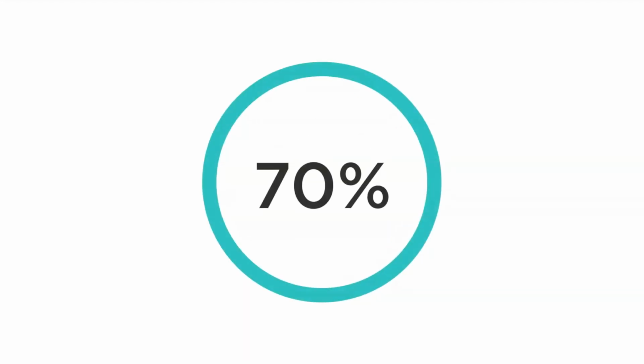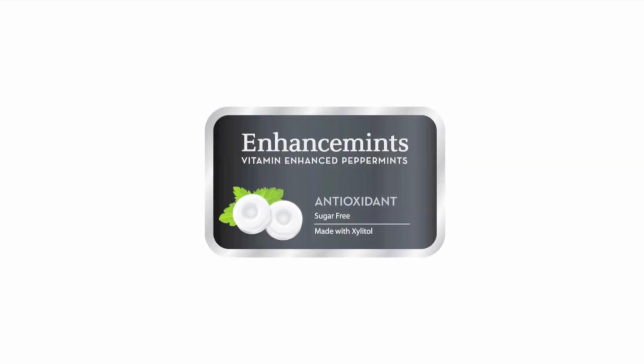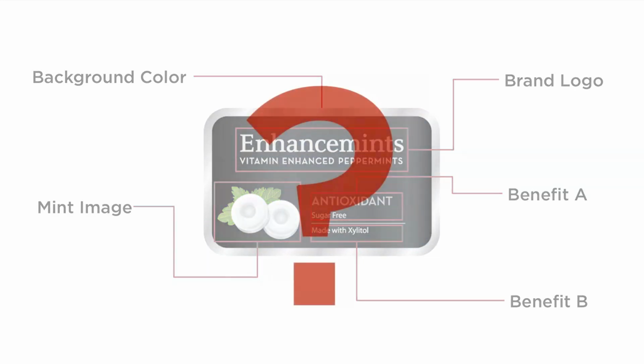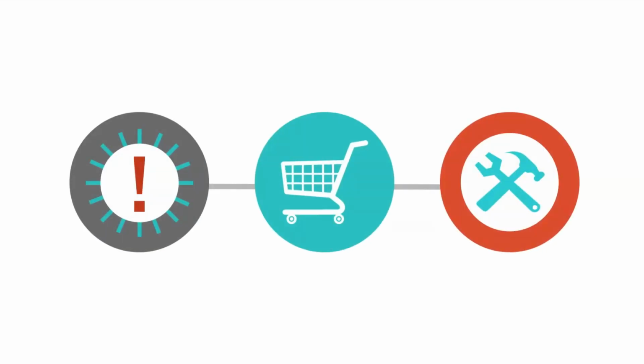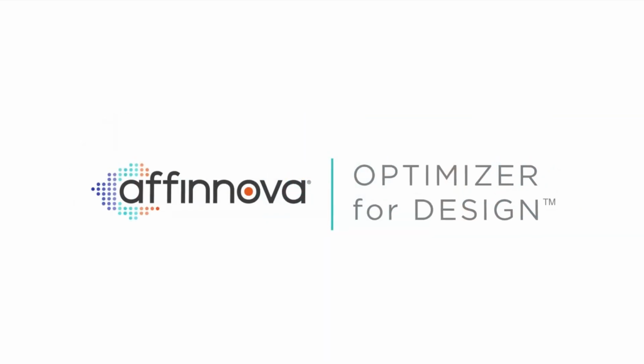With up to 70% of purchase decisions being made at the shelf, your package design must connect with consumers. But with so many possibilities, it's difficult to know which elements will improve or hurt in-store performance. What if you could quickly and easily find the best package design that captures attention, converts to a purchase, and builds brand equity? With Affinnova Optimizer for Design, you can.